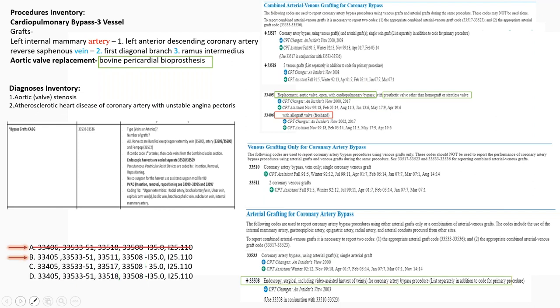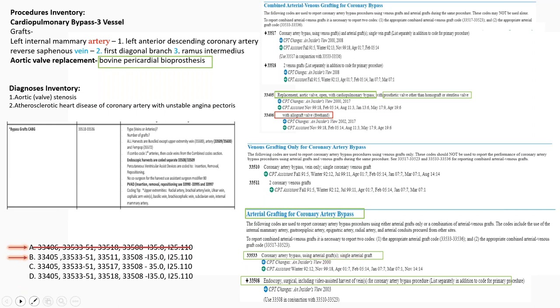Now let's look into the add-on code, use endoscopic 33508, which is coding for endoscopic harvest of the vein or the artery. That is our code. And next one, 33533, and that is coronary artery bypass graft using arterial graft. As I said, we are having one artery and two veins. So first we will have to code for the arteries, 33533, which is the first artery.